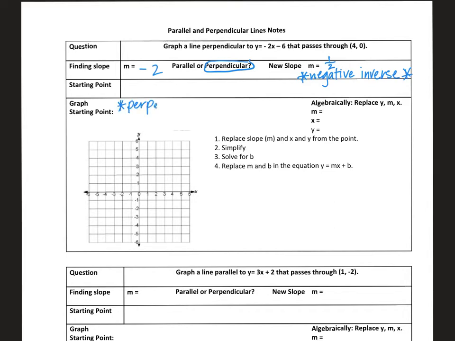Perpendicular, I hope you're either typing this or writing this down. Perpendicular means the intersection of the two lines forms a right angle, and a right angle is 90 degrees.